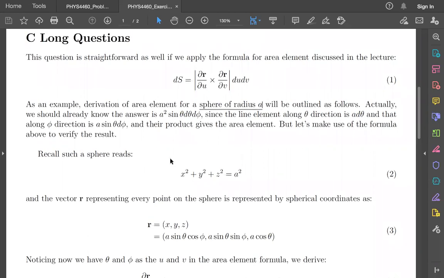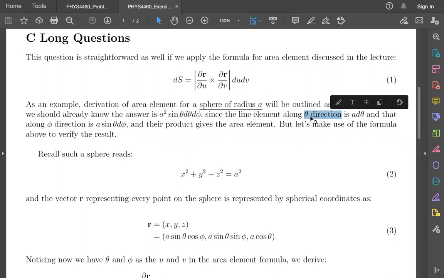Because if you can recall, the answer is actually these things here. If the radius of the sphere is A, then the area element is given by these things, right? Because we can multiply the two sides of the element to get these things. And one side would be the line element along the theta direction.